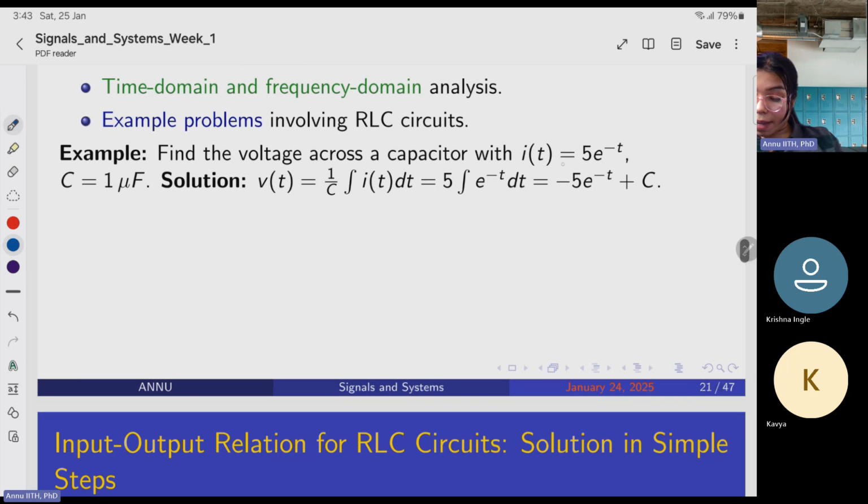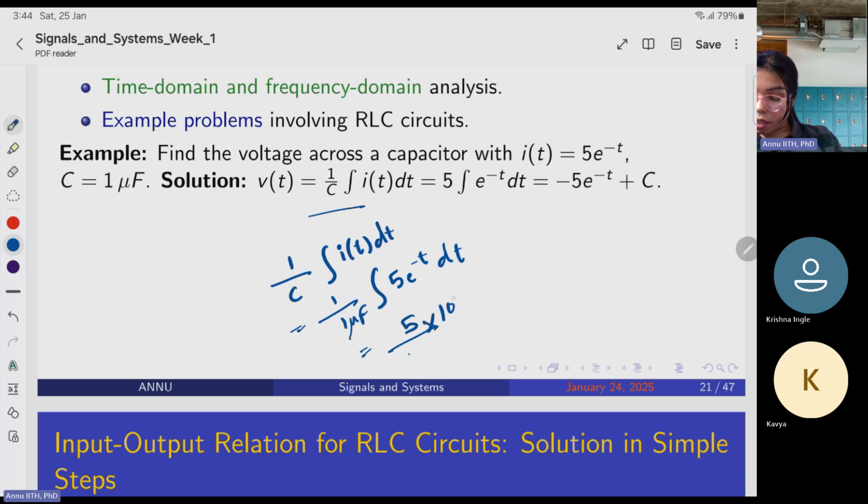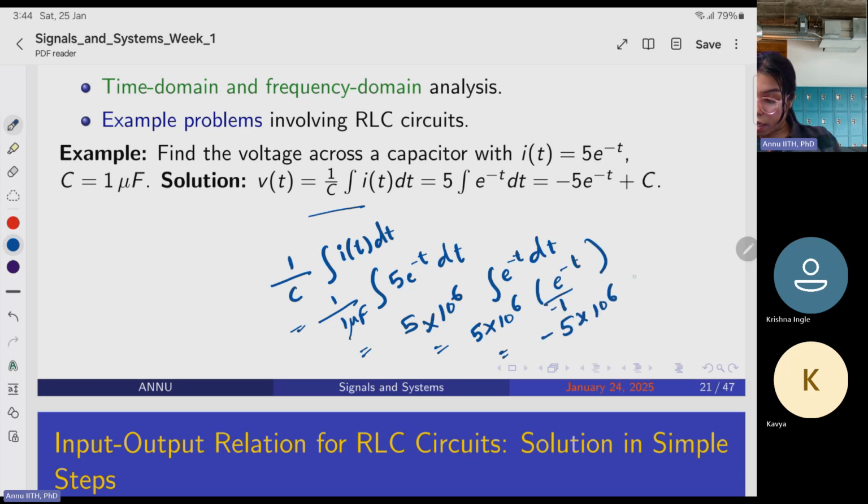So suppose you have I(t) across the capacitor, and you are asked to calculate V(t). You simply use this formula: 1 by C integration of I(t) dt, which is 1 upon 1 microfarad. Suppose I is given as 5 power minus t dt. So 1 by 1 micro gives 10 power 6, times 5 e power minus t dt. This is minus 5 into 10 to the power 6 e power minus t. Obviously the constant will come, so this can be minus 5 e power minus t plus C.